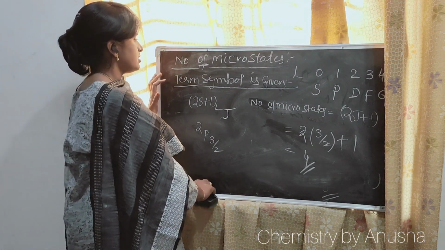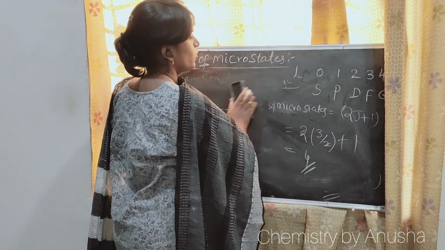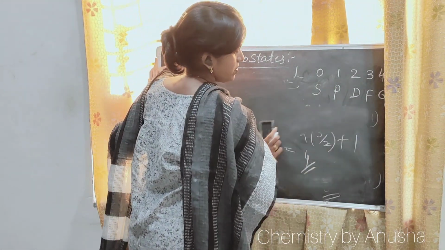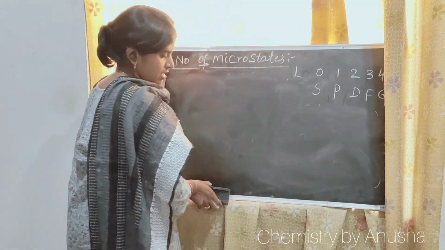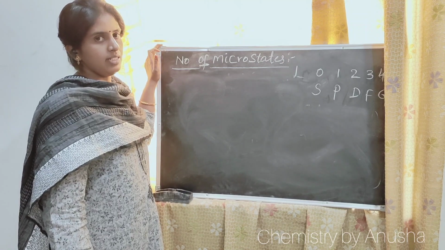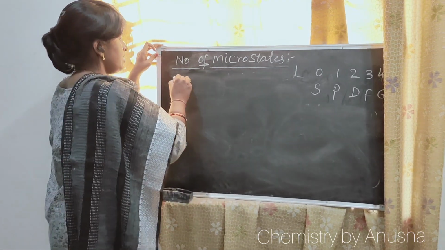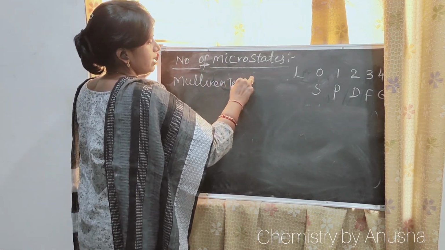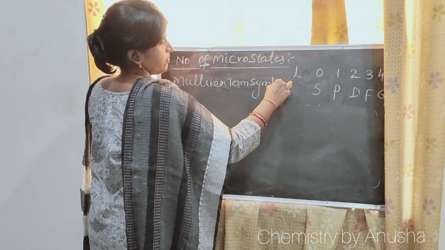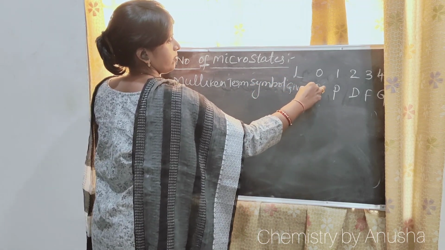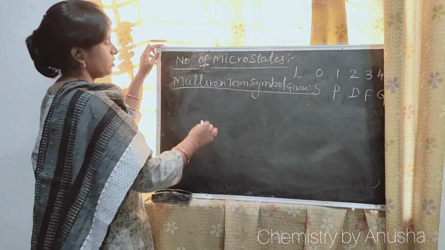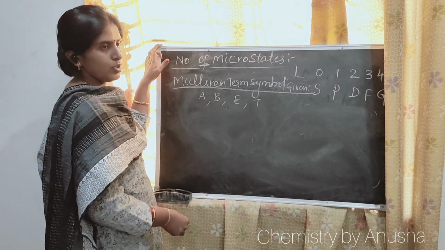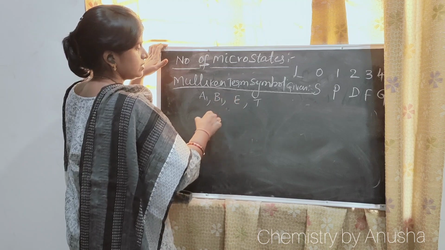Now, if a Mulliken term symbol is given, we know that T1g, Eg, A1, B1 are all Mulliken term symbols. We can explain them in the Orgel diagram later in detail. Here A, B, E, T are all Mulliken term symbols.